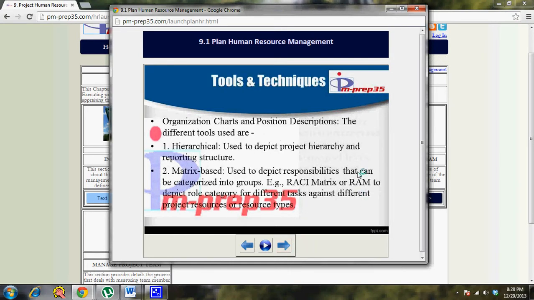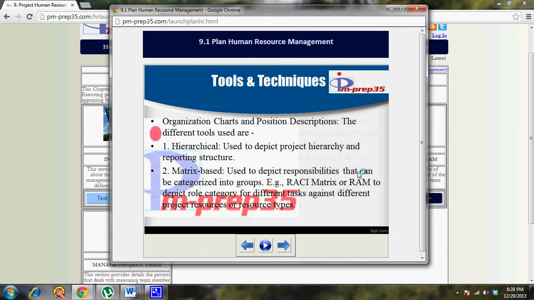Tools and techniques: organization charts and position descriptions. The different tools used are, you can depict the organization structure ideally in a hierarchical structure, where you can have an organization breakdown structure where you can say the organization name, then you can have the departments within the organization, and then you can say which resource comes from which department. Or if the project by itself spans many departments, then you have to depict that in a proper diagram. That's where the organization breakdown structure comes into the picture.